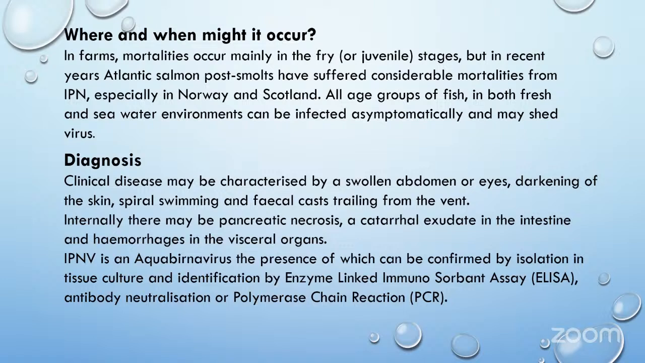This IPNV is an aquabirnavirus, the presence of which can be confirmed by isolation in tissue culture and identification by enzyme-linked immunosorbent assay. Normally we call it the ELISA test, that is enzyme-linked immunosorbent assay, and antibody neutralization, or polymerase chain reaction. So by these methods, we can identify or diagnose the virus that is causing this disease. So as we discussed, it occurs mainly in the juvenile stage and it spreads from parent to the offspring through the egg stage.